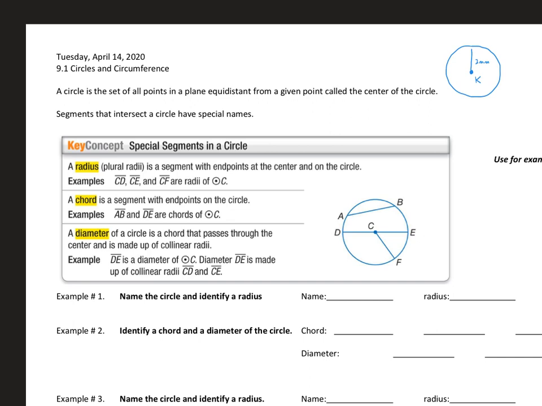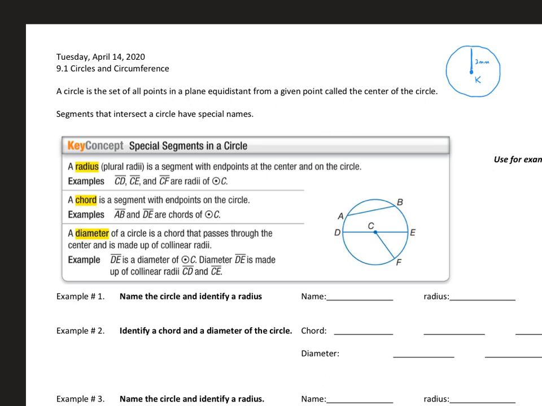So what I just gave you was a special segment of a circle, and that is what we call the radius. So a radius is a segment with endpoints at the center and on the circle. So from the center to a point on the circle, that's what we call the radius.